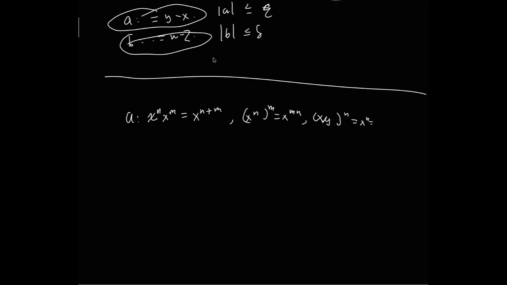I have these properties, right? We also have a few other properties. One other thing that we can have is if x is greater than or equal to y, which is greater than or equal to 0, this means x to the n is greater than or equal to y to the n, which is greater than or equal to 0.